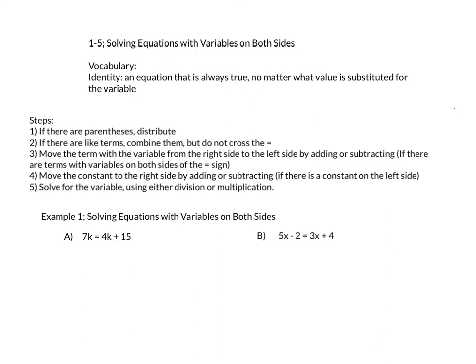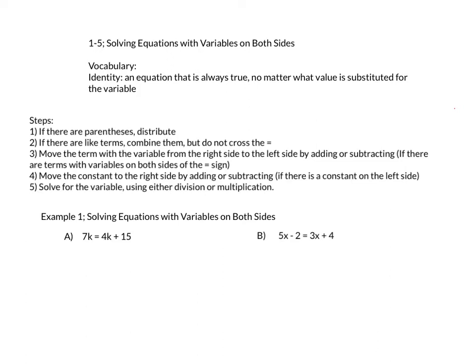That means there are terms on both sides of the equal sign with variables. Number 4 is move the constant to the right side, which, remember, the constant is just the number, by adding or subtracting. If there is a constant on the left side, there won't always be. So if there isn't a constant on the left side, you can skip that step. And the last one is to solve for the variable using either division or multiplication.